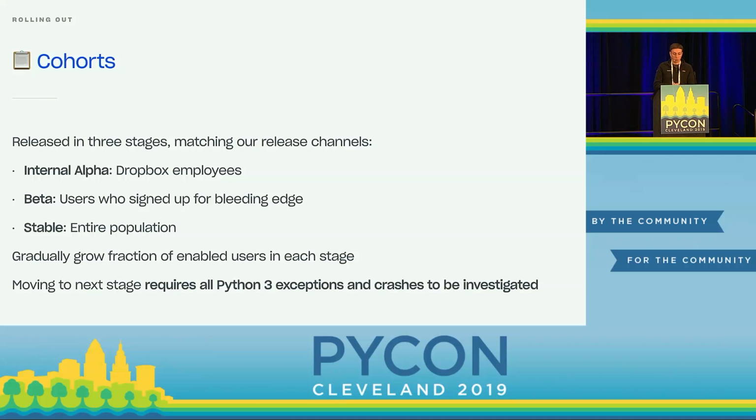We'd slowly move the dial within each stage, and we would never move from one stage to the next unless every last Python 3 bug, crash, or exception was investigated and marked as green. This was very conservative, and it actually took us 9 months to fully roll this out. Because remember, every commit takes 6 weeks to make it to a user.